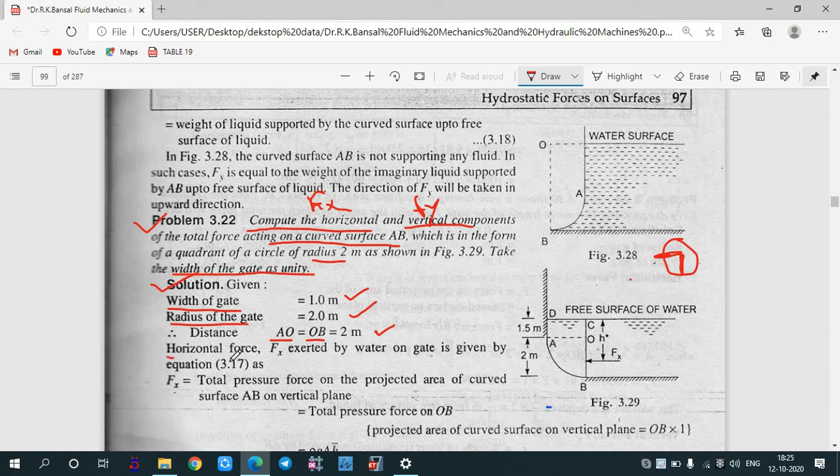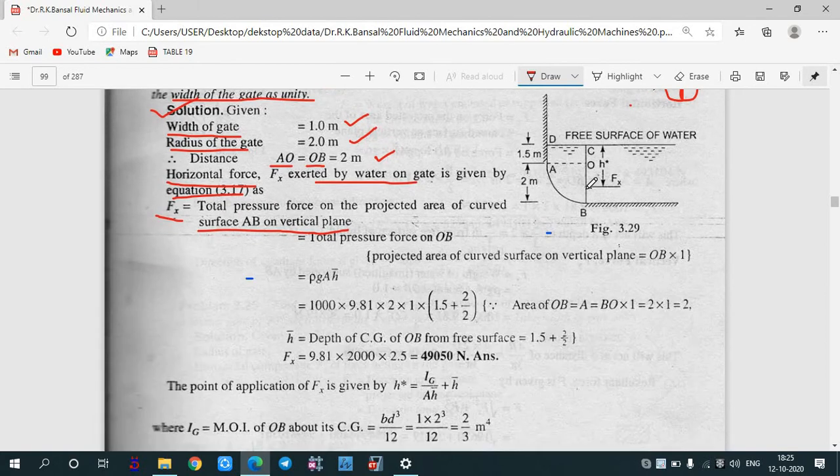Now the horizontal force exerted by the water on the gate is given by equation 3.17. Now Fx is the total force on the projected area of the curved surface on the vertical plane. You can see that because of the water, some hydrostatic pressure forces will be acting on this. This is represented by Fx, and since it is acting on this side, this side will be a rectangular plane. So we need to calculate the force value.